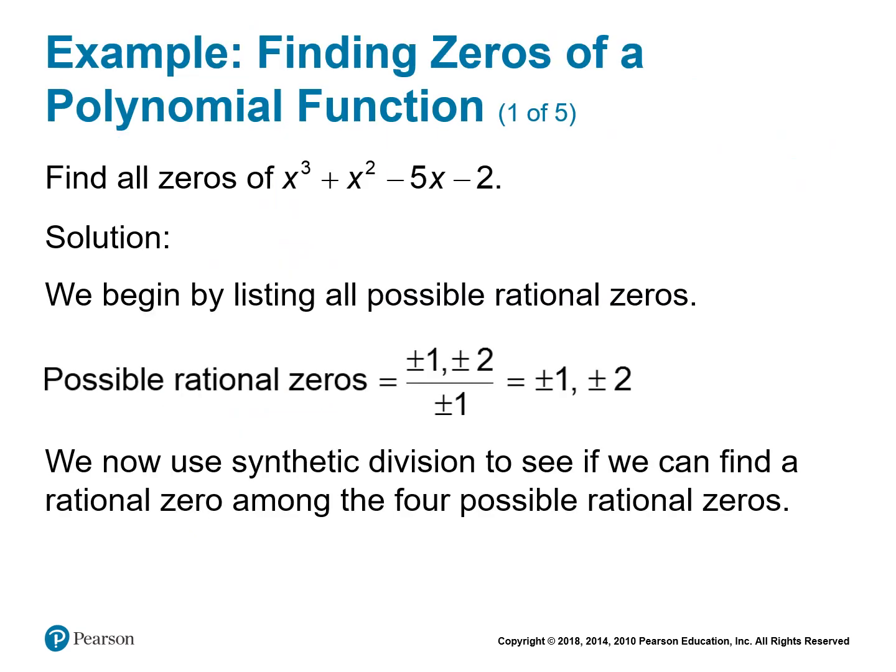Let's go through this example now of finding zeros of polynomial functions. Now we are going to start using the possible rational zeros theorem, that is the P over Q method, to determine all possible rational zeros that we can get from this function. So the function is x cubed plus x squared minus 5x minus 2. The way we go about applying the rational zeros theorem is we do the P over Q.